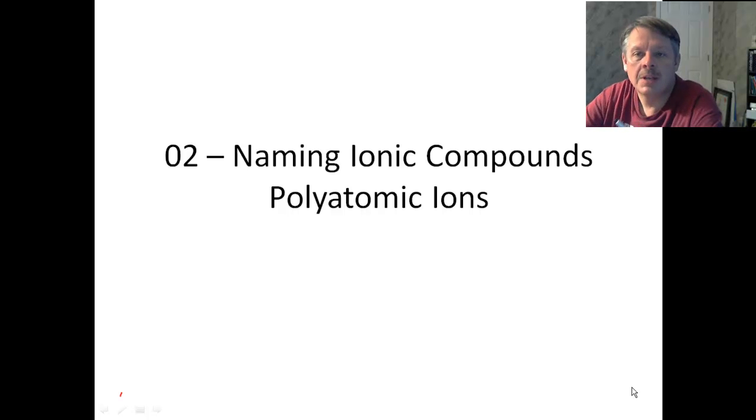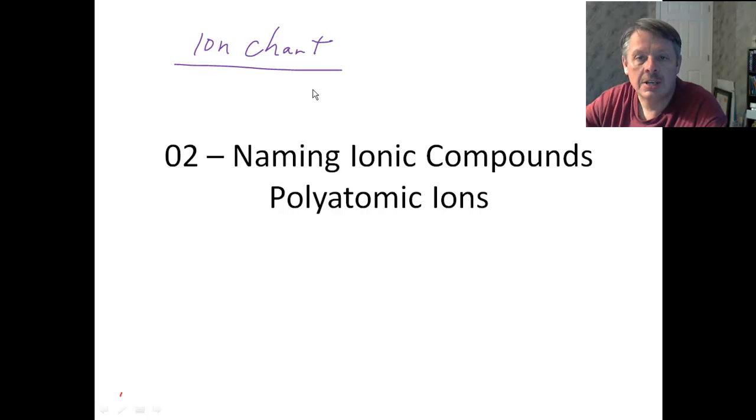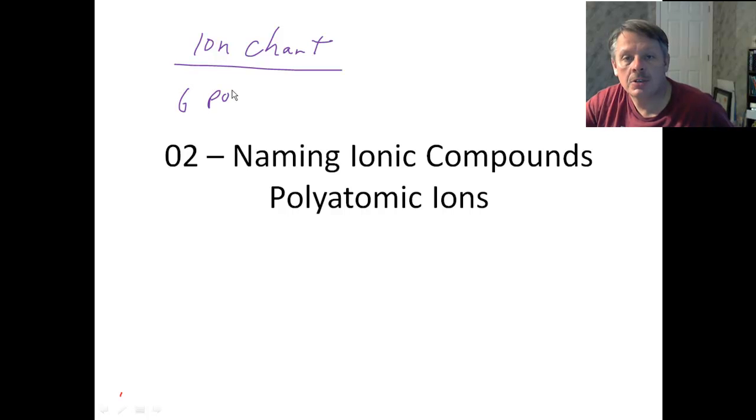Alright folks, welcome to naming ionic compounds with polyatomic ions. A couple of things here. I will assume that you have your ion chart in front of you. So you need to have your ion chart. If you do not have your ion chart, find it, because you're going to need it, because you can't do this without it. Right? And there are also at least 6 polyatomic ions that you were supposed to memorize.